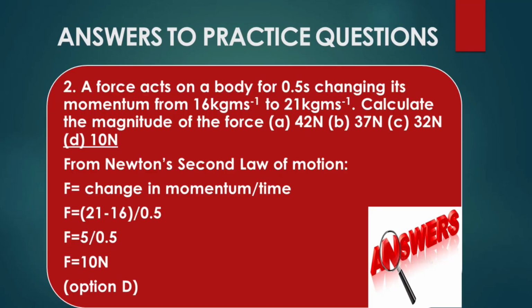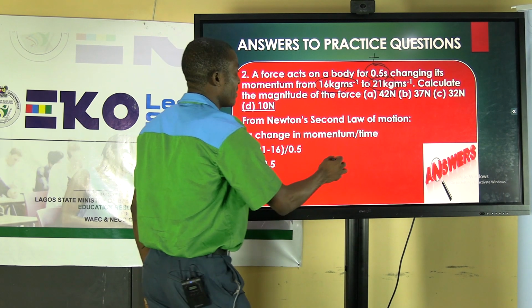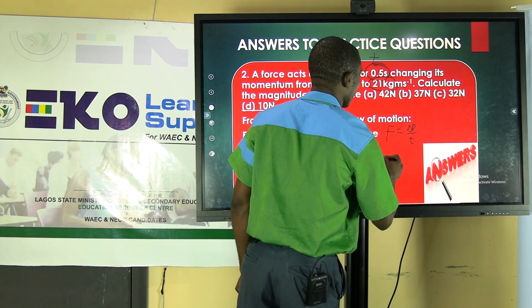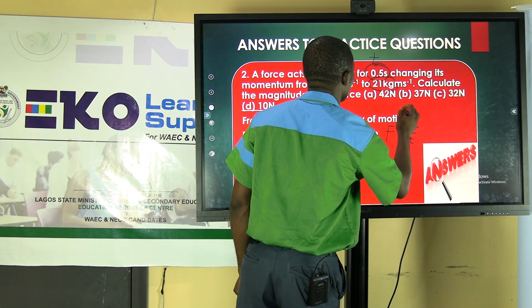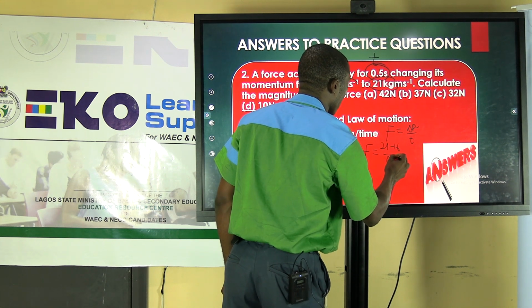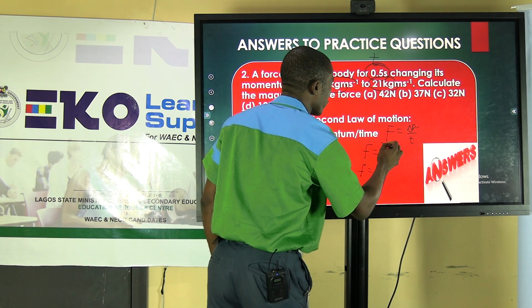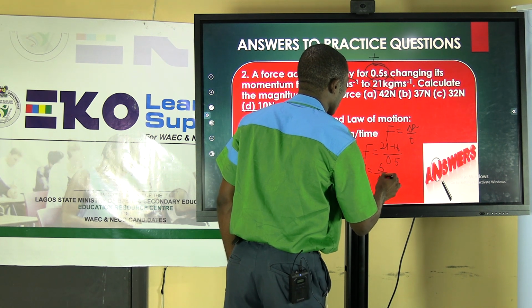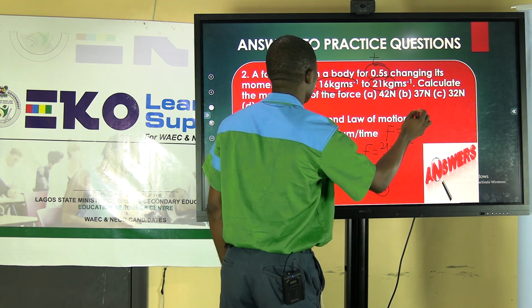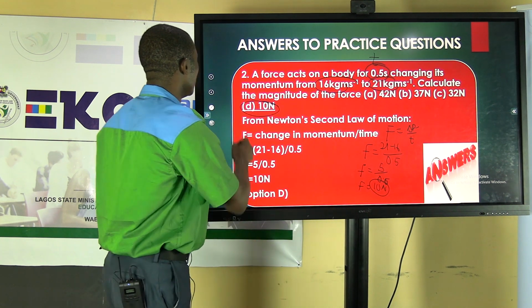Now, look at the second question. A force acts on a body for 0.5 seconds, this is time, changing the momentum from this to this. Calculate the magnitude of the force. From here, remember that from Newton's second law of motion, force is change in momentum over time. So the force, what's the change in momentum? Changing from 16 to 21. That is 21 minus 16 over how long? 0.5. So you're going to have 21 minus 16, that is 5 over 0.5. When you divide this, you're going to have 10 Newton. And the correct option for 10 Newton is option D.